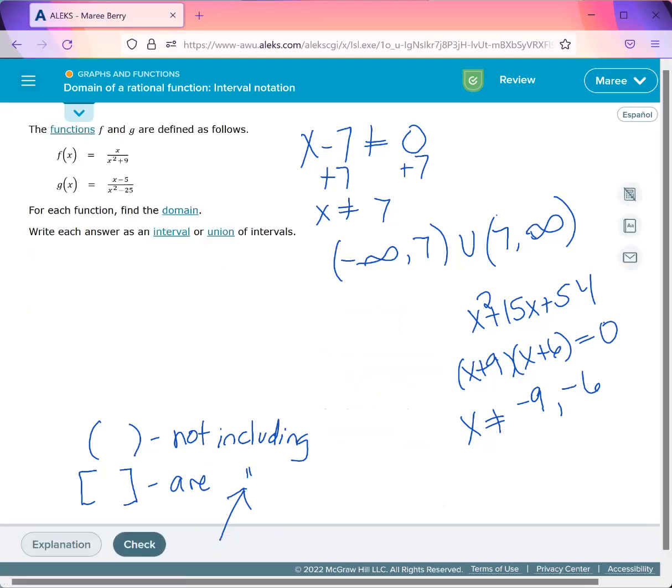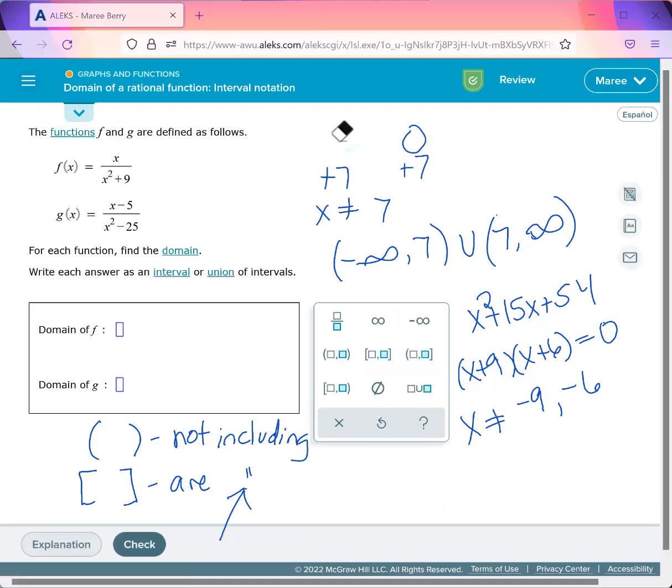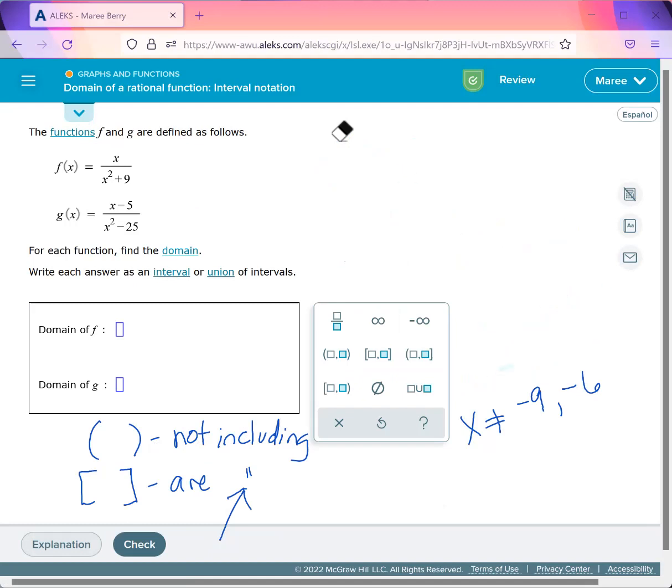So we're going to try one more here, just so you can kind of see it again. For the first function, f of x, we're going to have to factor x squared plus 9, which doesn't factor. So we'll just go ahead and do x squared cannot equal negative 9. And guess what? There's no number that you can square except for imaginary numbers that will give you a negative 9. So all numbers will work. So we can just go from negative infinity to infinity.